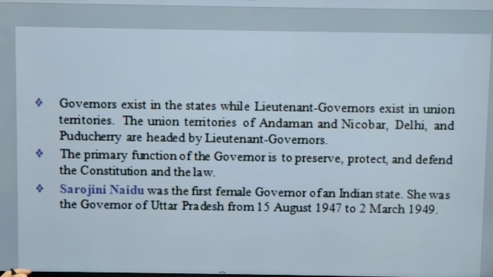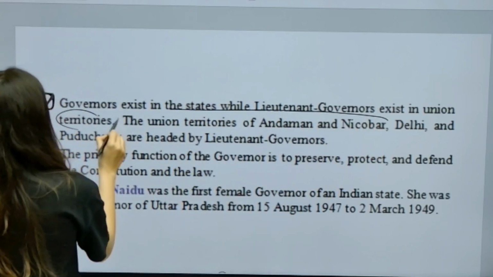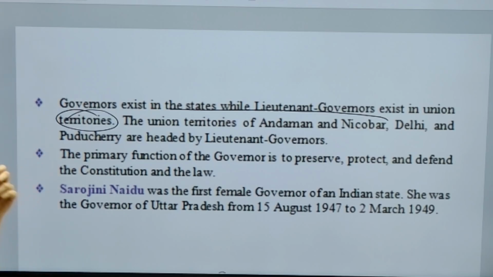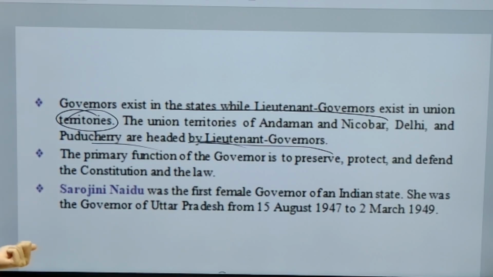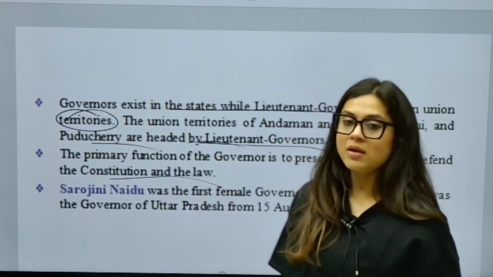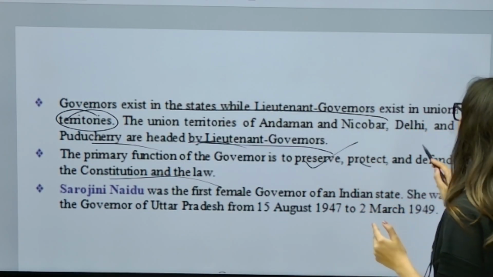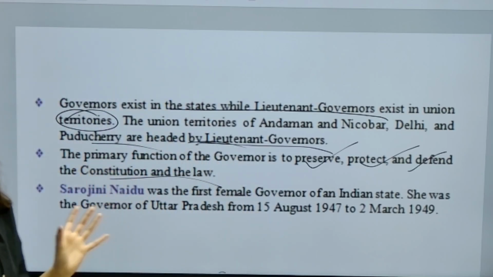Then as I said, governors exist in the states while LG exists in the union territories with legislature. Currently Andaman Nicobar, Delhi, Puducherry are headed by LGs. The primary function of the governor is to preserve, protect the constitution and the law. Same as the president. President also preserves, protects and defends the constitution. This is the oath of the governor and of the president.